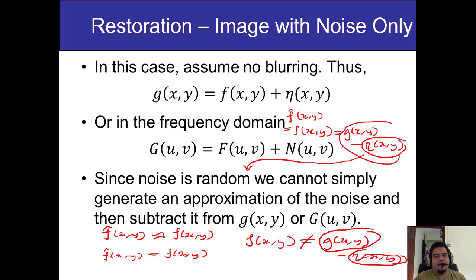Then you could obtain f, and once you obtain your f, it should be perfect, because f is what you want. At the end, what you want is your f hat, and if your f hat is close to your f, in other words, you already get the original f, that is better. But it cannot be done by simply taking your g and subtracting your noise in this process, because the noise cannot be generated by some approximation. That is the behavior of noise, because noise is a random signal.